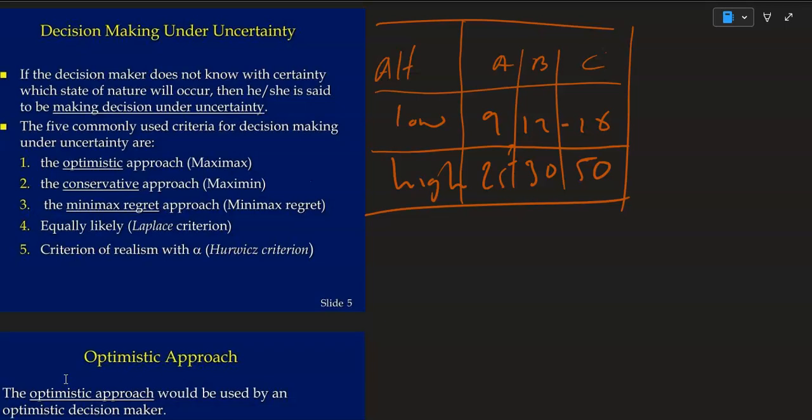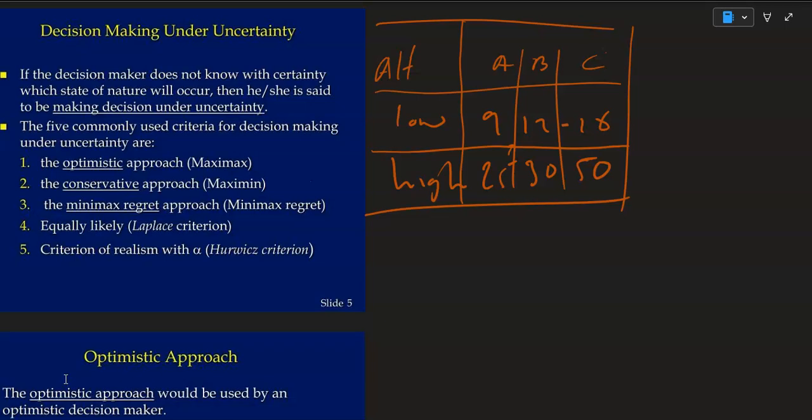Today in this session we are looking at Laplace, right? Now Laplace is also known as the equally likely approach. Okay, so what does it involve? Because you are uncertain of the outcome that is going to come, you are in an uncertain environment. So you are not really sure of the outcome that will occur. So you just assume that every possible outcome has an equal chance.